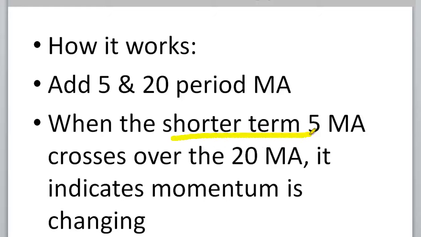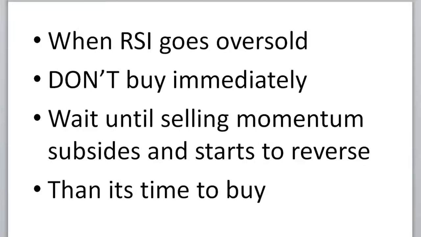So that's the shorter term moving average, and the 20 period one is the longer term one. Remember we said before, we're going to look for when the momentum is turning back in our favor. When the shorter term 5 period moving average crosses above the 20 moving average, that indicates the momentum is changing. We're going to be looking to buy things that are oversold, but only when the momentum is coming back into our favor.